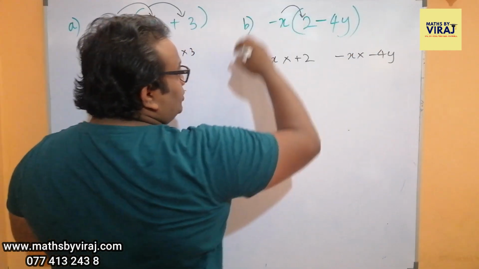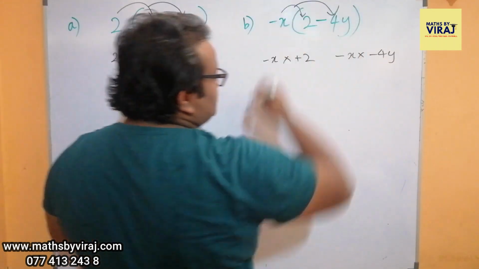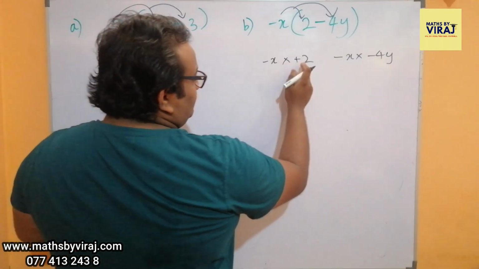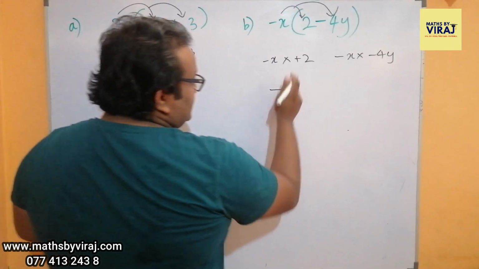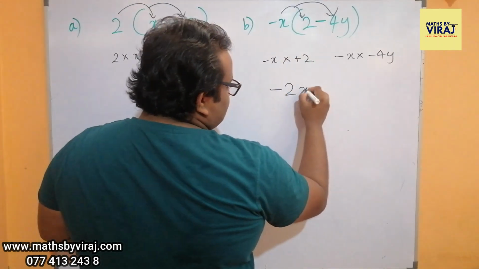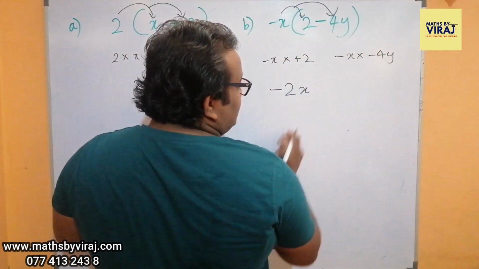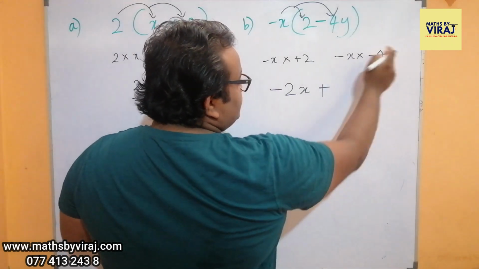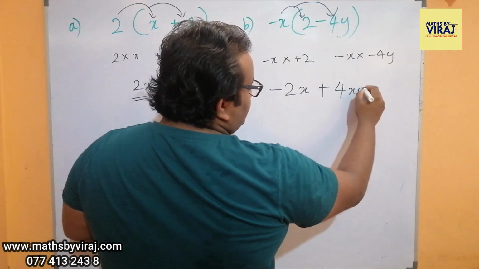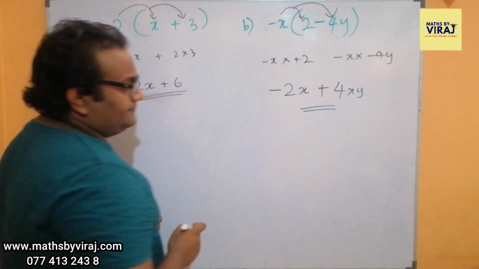Minus x multiplied by 2: minus into plus, the answer is minus, x into 2, 2x. So minus 2x. Minus x multiplied by minus 4y: minus into minus, the answer is plus, x into 4y, the answer is 4xy.